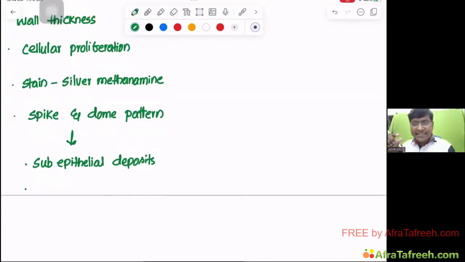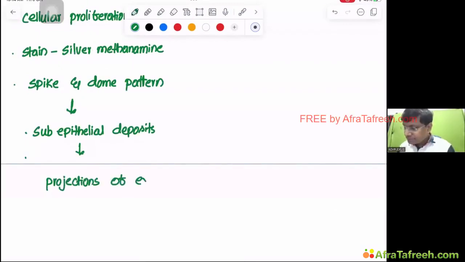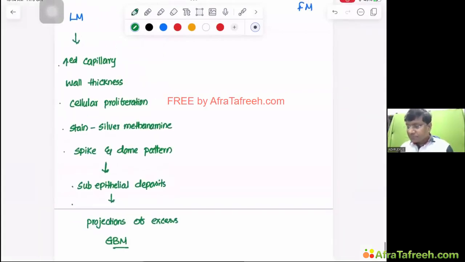Your capillary membrane is getting thickened. So the thickened glomerular basement membrane, because of subepithelial deposits, there are projections of excess glomerular basement membrane. Okay, so this is about the light microscopic finding.